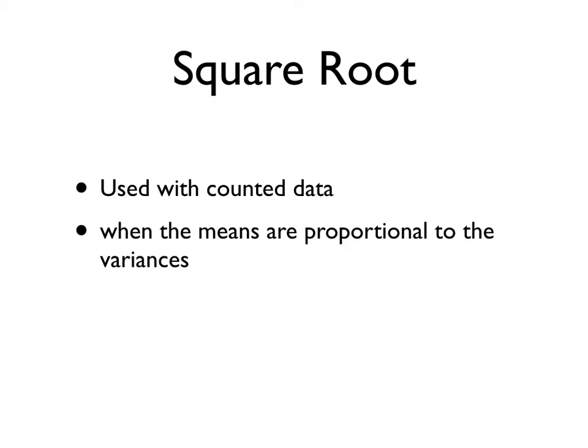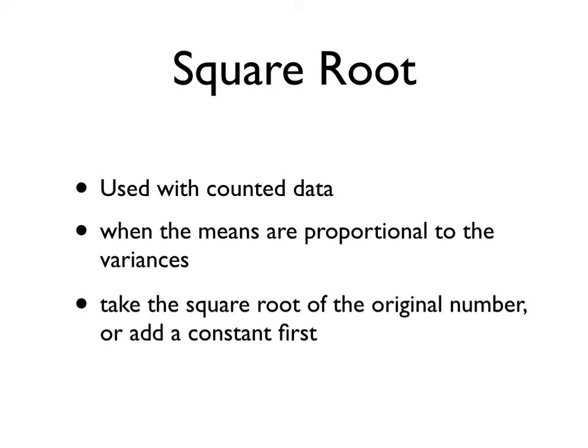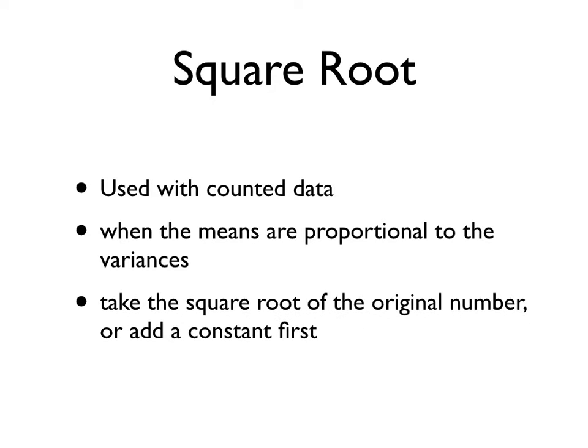And one of the things that happens with counted data is the means of the groups are proportional to the variances. So if the mean doubles, the variance doubles. If one mean is 3 times bigger than the other, the variance will be 3 times bigger. You don't want that. So you take the square root of the original number.